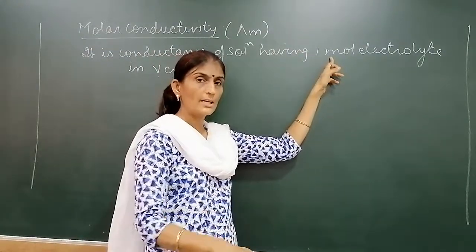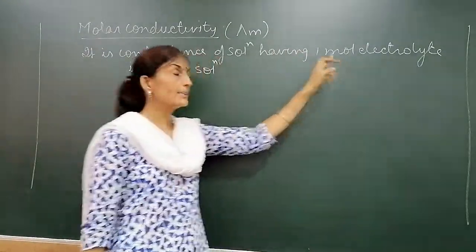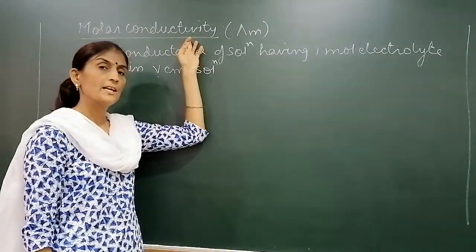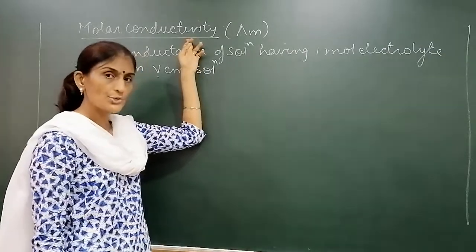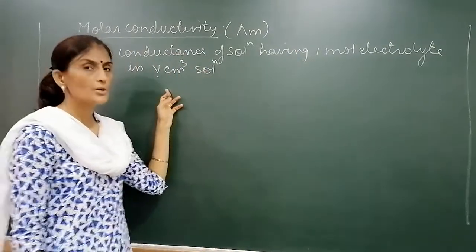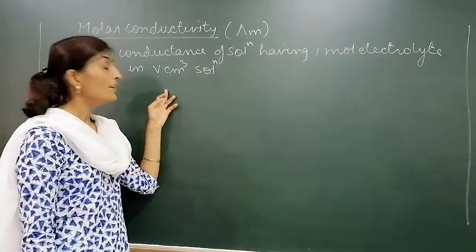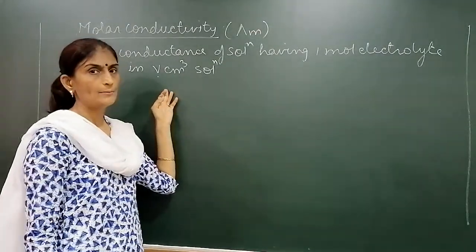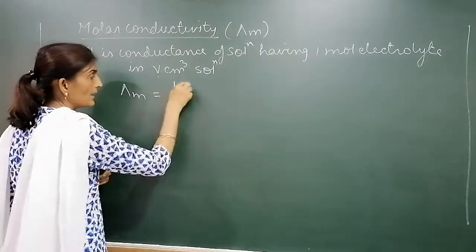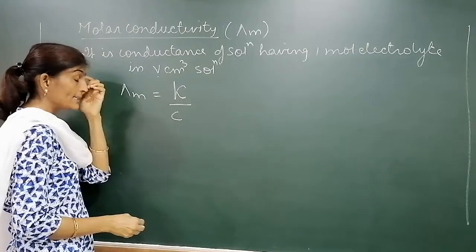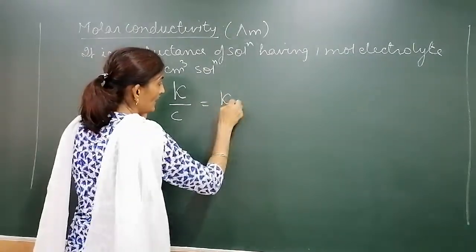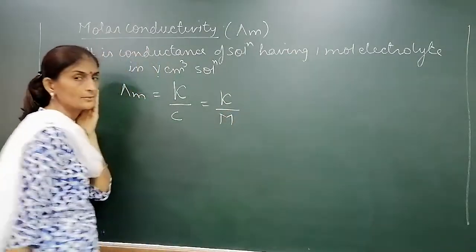If we are dissolving in given volume, then the conductance is known as molar conductivity. So molar conductivity is the conductance of a solution containing 1 mole of electrolyte in the volume of solution. What is the volume of solution? V centimeter cube, or we can say V m. Mathematically it is denoted as lambda m equals K by C. C is concentration and here C is measured in molarity. So it is K by molar.